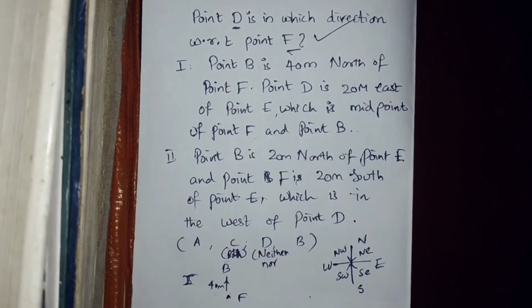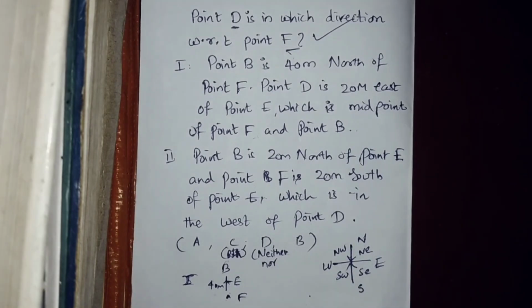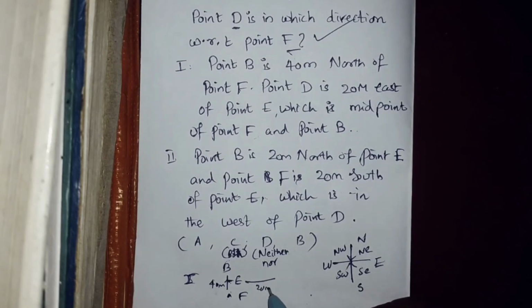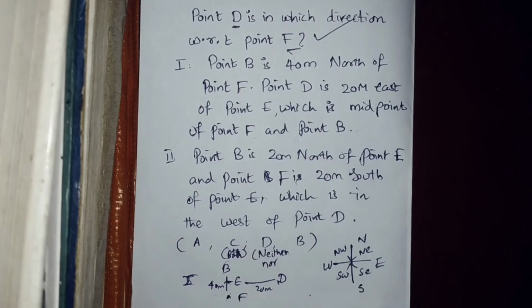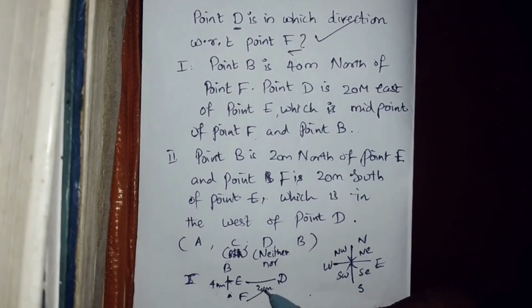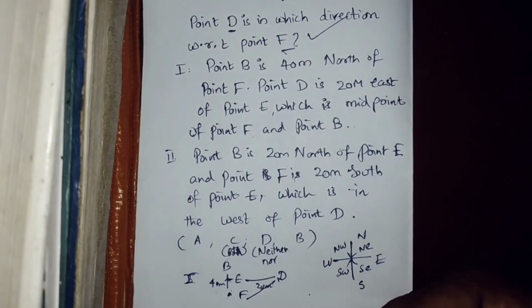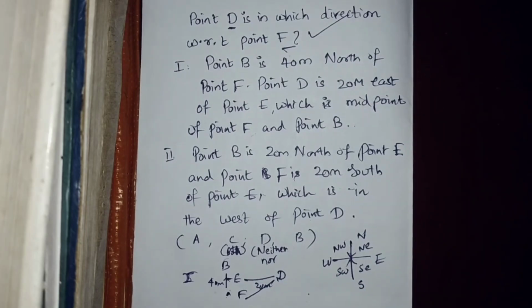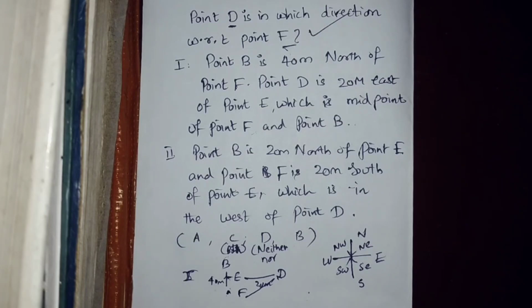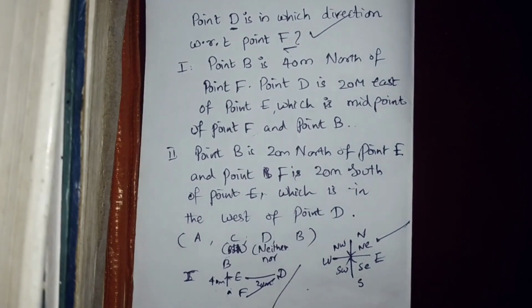Point D is 20 meters east of E. E is the midpoint between F and B. Now can we tell in which direction D is with respect to point F? Definitely we can tell. This is north, this is south, this is east. So we can tell directly that with respect to F, it is in the northeast direction. So using 1, I got the answer.